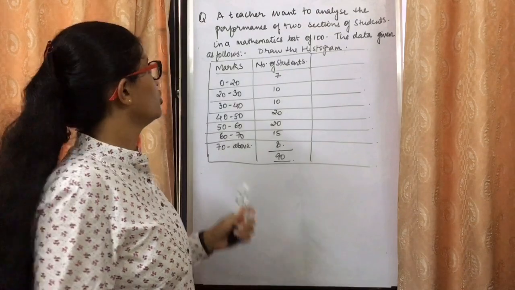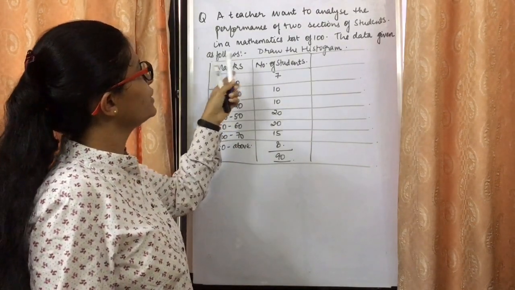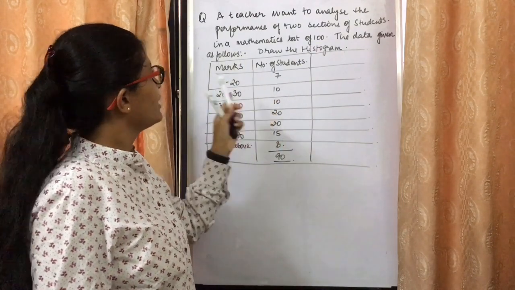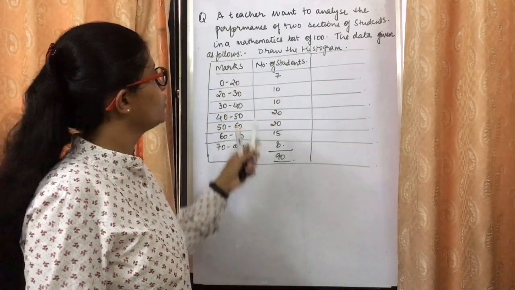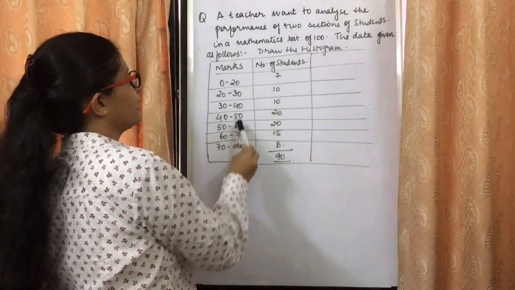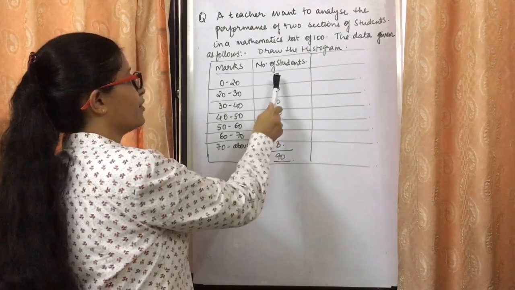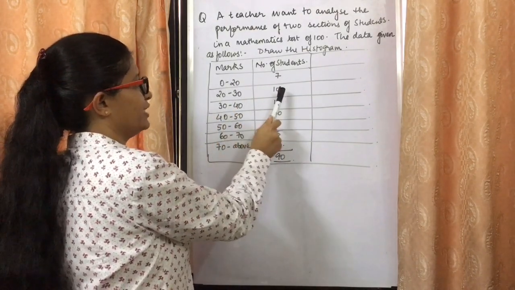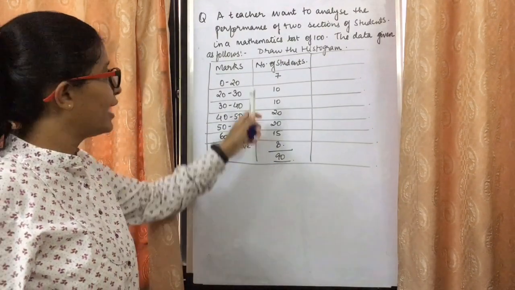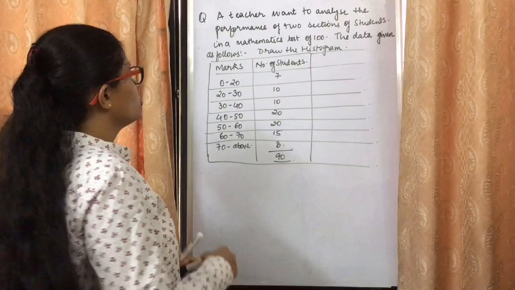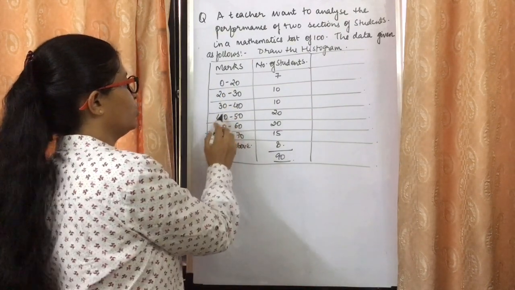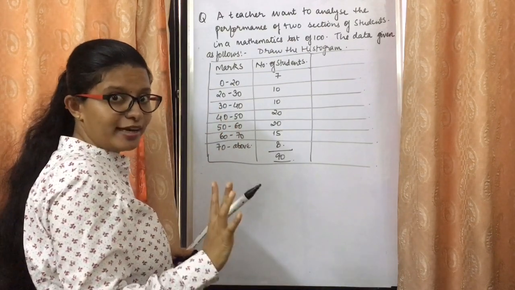Now let's have a look at this question. A teacher wants to analyze the performance of 2 sections of students in a mathematics test of 100. The data is given as follows. Draw the histogram. So what you can see is the marks are given and the number of students are given. Means 7 students lie in the range of 0 to 20, 10 students lie in 20 to 30 and so on. So total we have 90 students and the test was for 100 marks. So can you see 0 to 20 is one scale, 20 to 30, 30 to 40. Data is continuous.